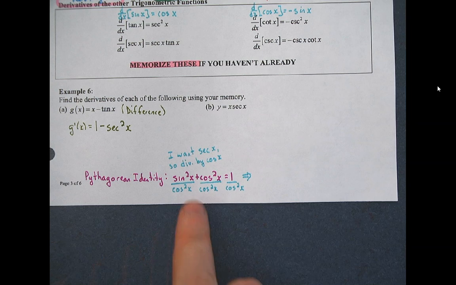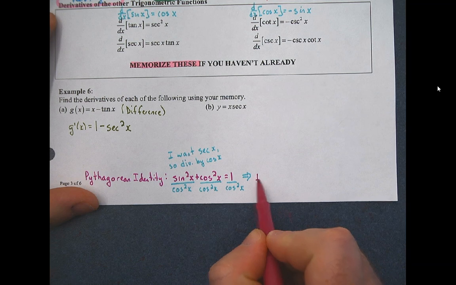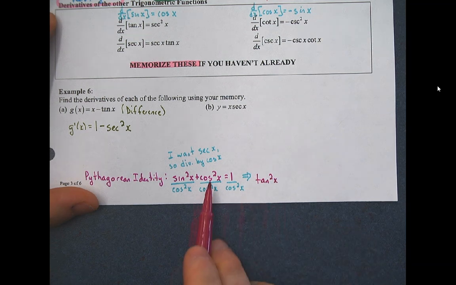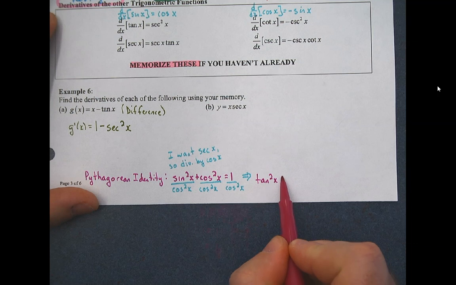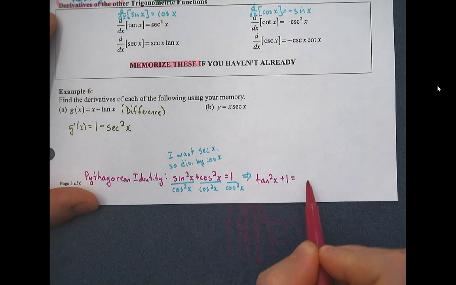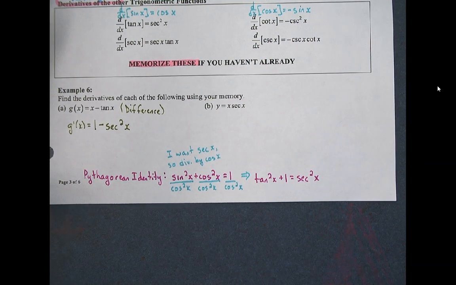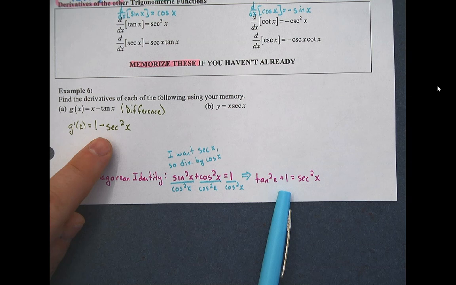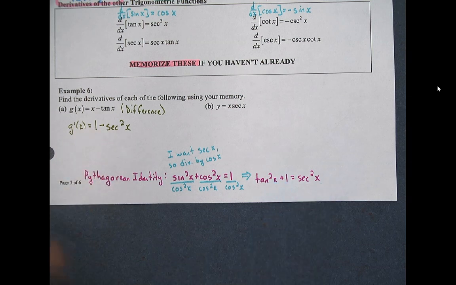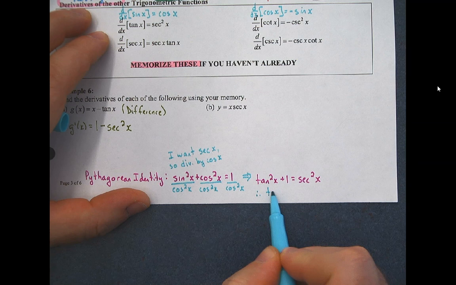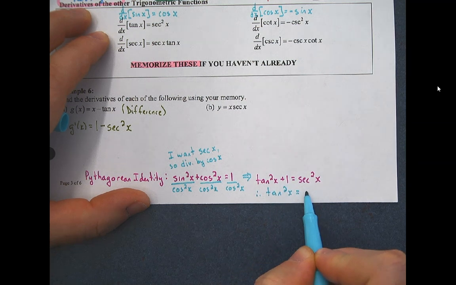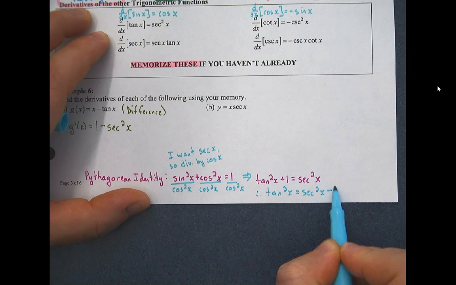And what I get, what's sine over cosine? Tangent. So what's sine squared over cosine squared? Tangent squared. What's cosine squared over cosine squared? 1. And what's 1 over cosine squared? Secant squared. Now, you might remember that from when we did those trig proofs last year in pre-calculus. Okay, so the problem here is I want this to look more like this. So I'm going to move this 1 to the other side. So therefore, tangent squared of x is equal to secant squared minus 1.